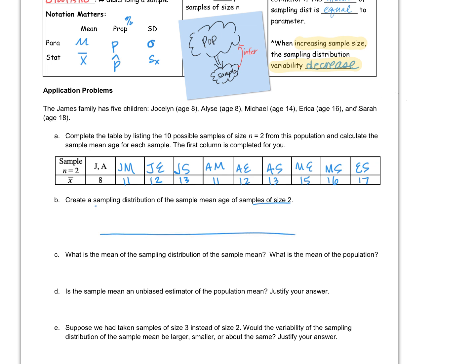All right, so I'm doing a dot plot. I only needed to go from 8 to what, 17? Okay, ages, and I would put samples of size 2. I would say average age for samples of size 2. So you want to label it like always, right? And then I'm going to put dots based on our calculation. So we had 8, 11, 12, 13, 11, 12, 13, 15, 16, 17.